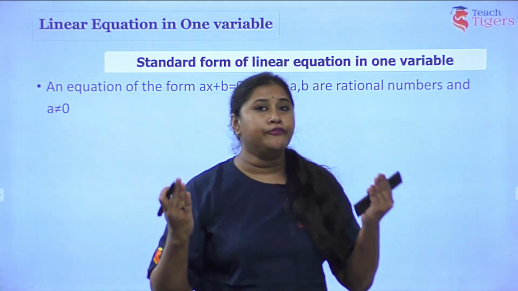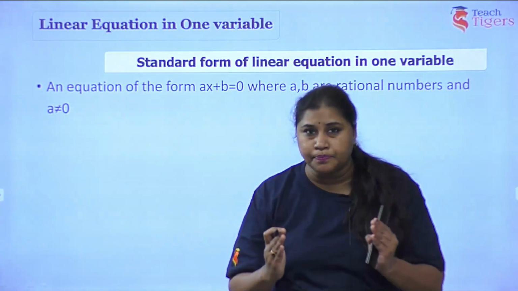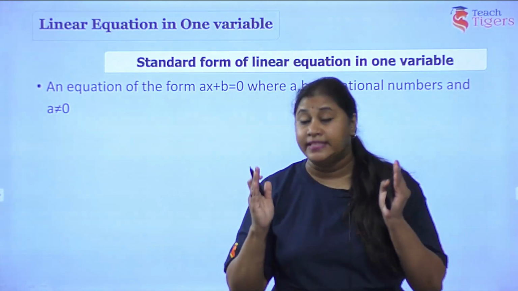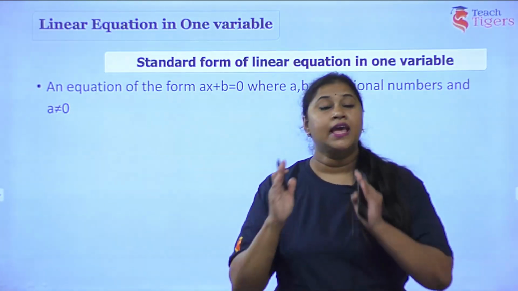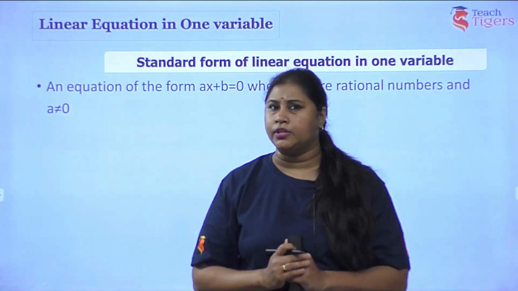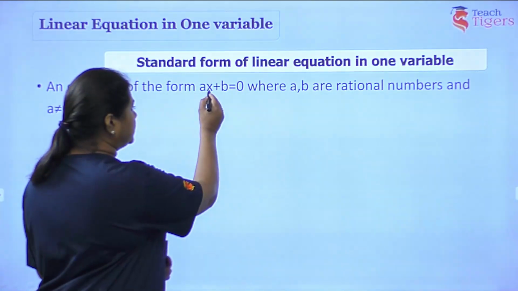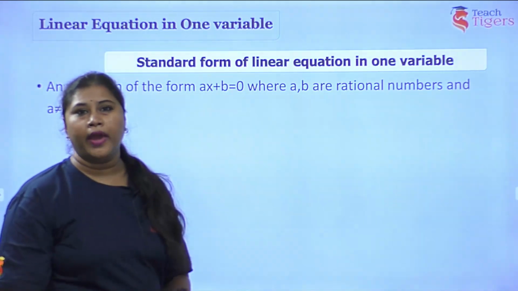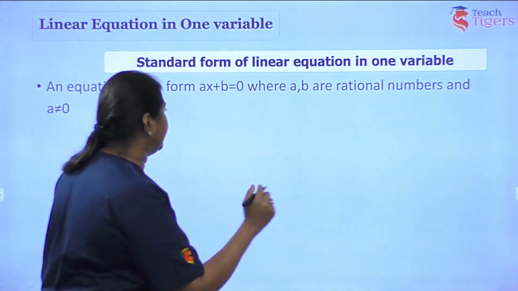Okay. The standard form of linear equation is ax plus b is equals to 0, where a comma b are rational numbers and a is not equals to 0. What happens when a is equals to 0? When a is equals to 0, what happens here? Arre yaar, we don't get the value of x at all. So a shouldn't be equals to 0.